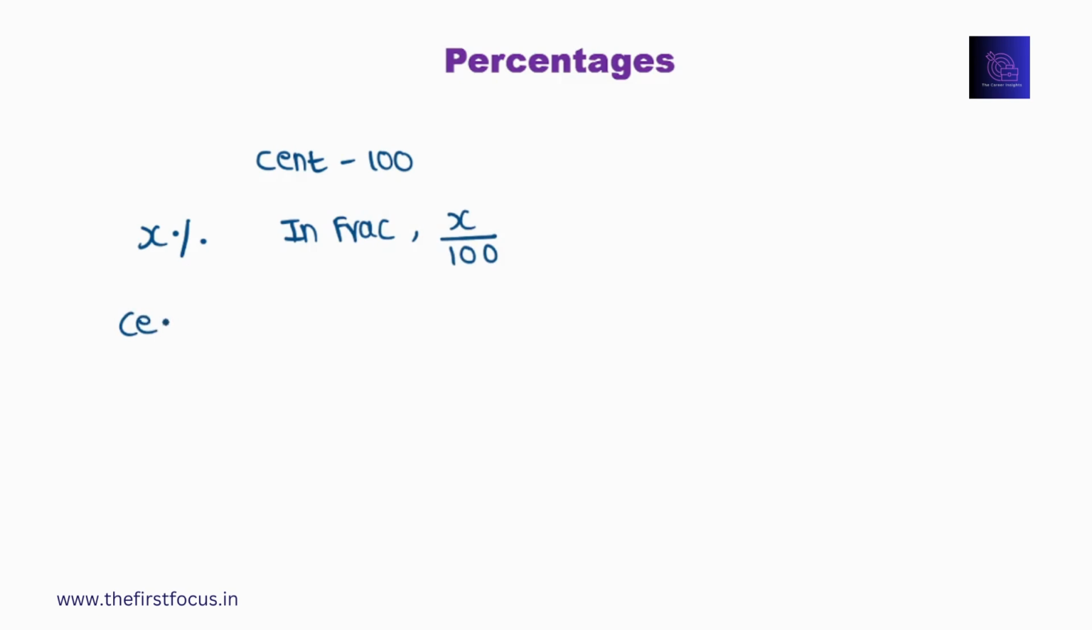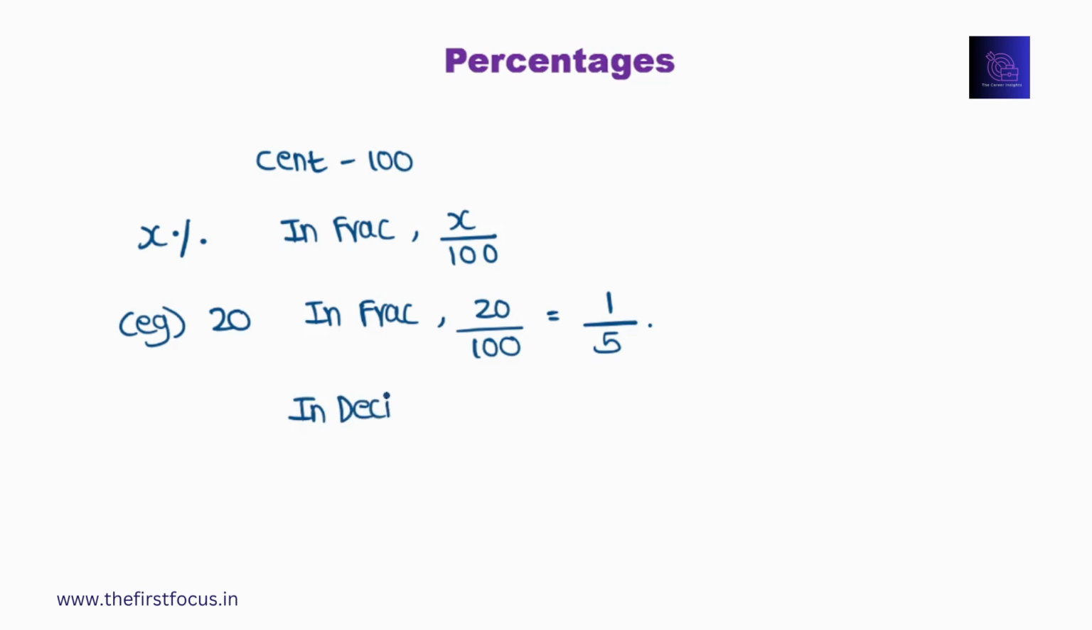Let's take a random number for example. We take 20%. In order to express this in fraction, we will write it as 20 divided by 100. On simplifying this, we get 1 divided by 5. If we are supposed to express this in decimal form, we will write it as 20 divided by 100, that is 0.2.